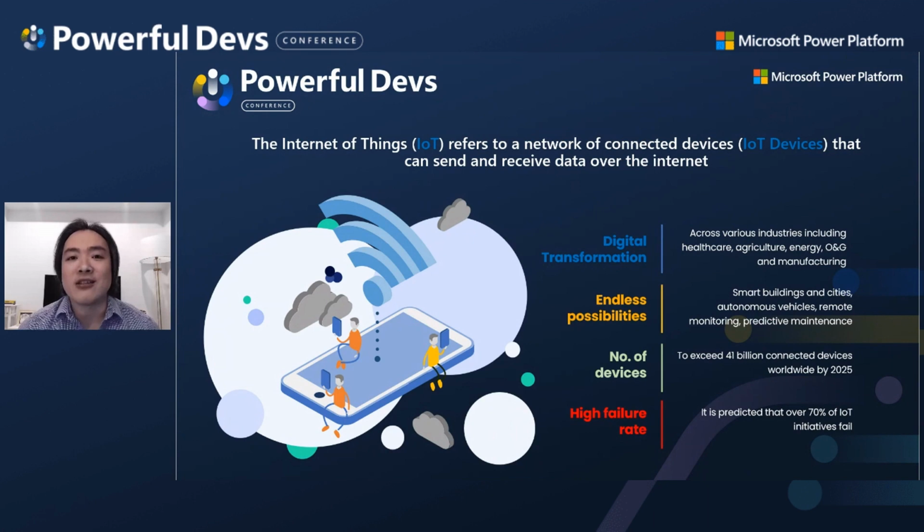leading transformation across a number of industry verticals, from healthcare, agriculture, energy, oil and gas, and manufacturing, as an example. There's so many possibilities when it comes to IoT, with use cases around smart buildings and cities, autonomous vehicles, remote monitoring, and predictive maintenance. And no wonder it's predicted that by 2025, there'll be over 41 billion connected devices worldwide. However, despite this number, 70% of IoT initiatives fail. So why do you think that is?